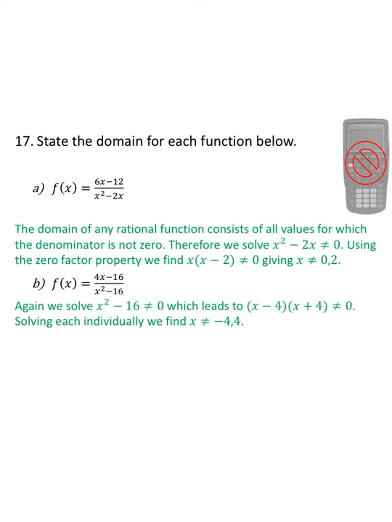But we again take the denominator, x squared minus 16, and say it cannot be 0. So I'm comparing to 0. Then I factor. X squared minus 16 is the difference of squares. That is x minus 4 times x plus 4, not equal to 0. And solving each individually, if x minus 4 is not 0, then x cannot be 4. If x plus 4 is not 0, then x cannot be negative 4. And we assume that the domain is everything else. It's all real numbers such that x is not these specific values.